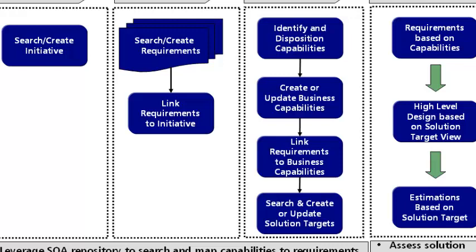In the process, we may need to create new business capabilities and link them to the requirements, and these business capabilities are linked to the solution targets. If the solution target fulfills our complete needs, no modifications are required, but in the process we may end up creating new solution targets as well. Once we do that, we can link the solution targets to the business capabilities as well.